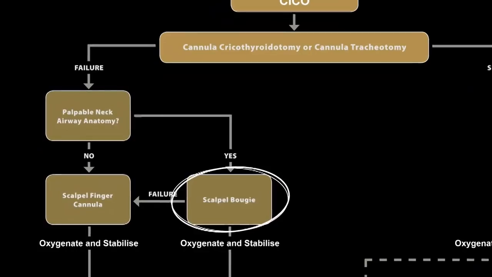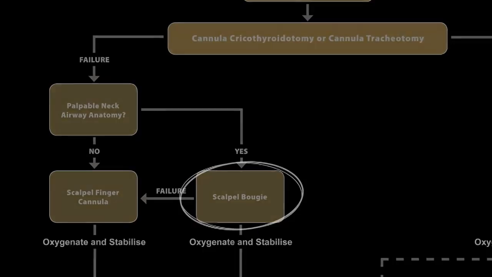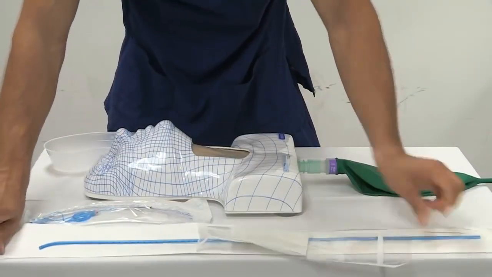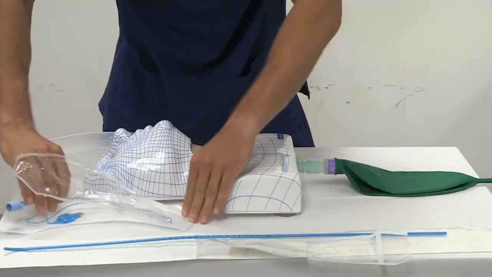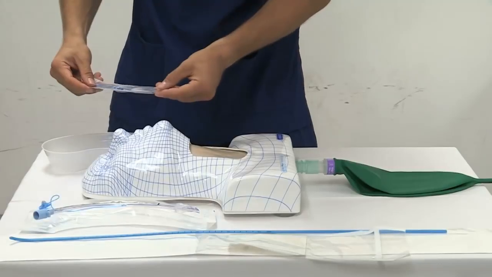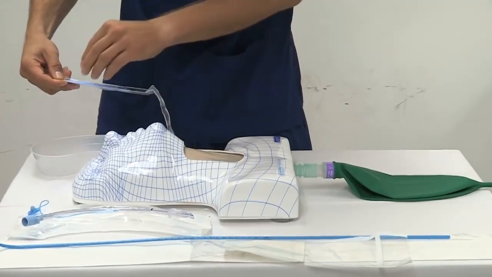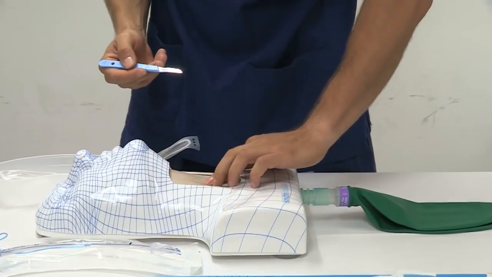If the airway anatomy is palpable, the Scalpel Bougie technique should be carried out. A standard Scalpel Bougie with a 15 mm RapidFit connector, a size 6 endotracheal tube, and a size 10 scalpel blade are required for this technique. The non-dominant hand identifies and stabilizes the cricothyroid membrane.